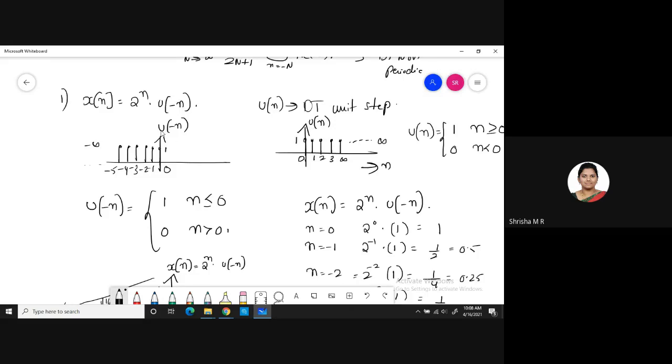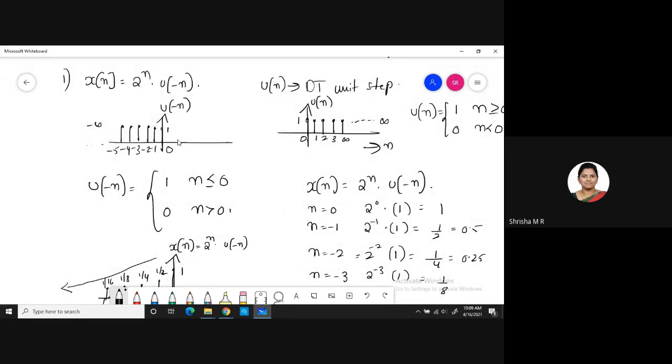So u of minus n means the signal will be the mirror image of u of n, so it will be present from minus infinity to 0. This is the definition of u of minus n. It is 1 for n less than or equal to 0, and 0 for n greater than 0. So we know what u of minus n is now. If they give you u of n or u of minus n, you have to understand from where to where the signal will exist. That is your x of n. From this u of minus n, we understand that x of n exists from minus infinity to 0.